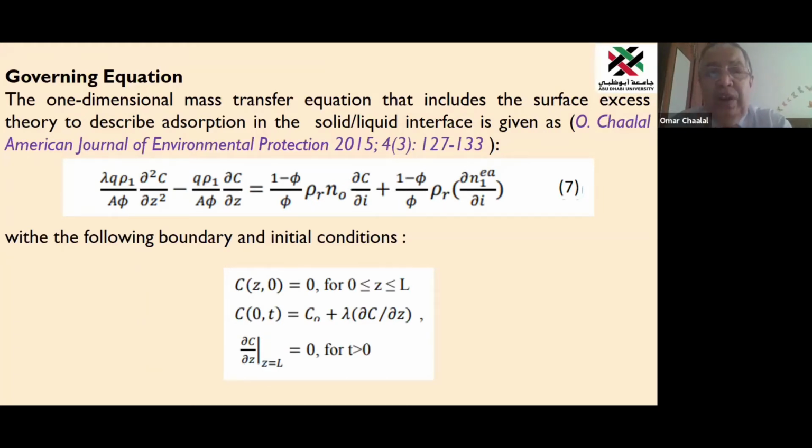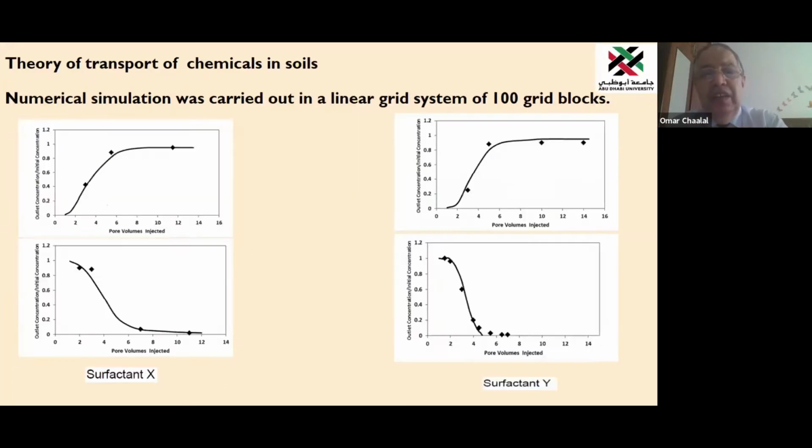We solve this equation in a column of soil. So we take a column of soil, and we inject contaminated water, and then we see absorption and desorption. The absorption is how our soil is fixing the contaminant, and the desorption is how to wash it. When we wash, we do it in two ways. So I am taking surfactant X and surfactant Y.